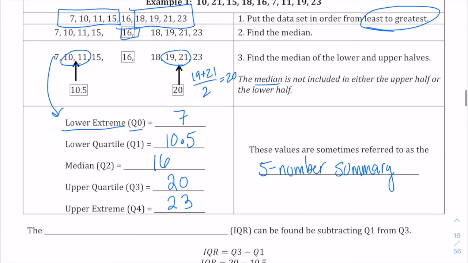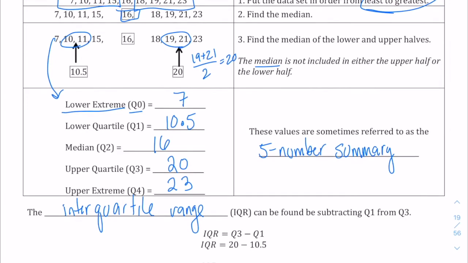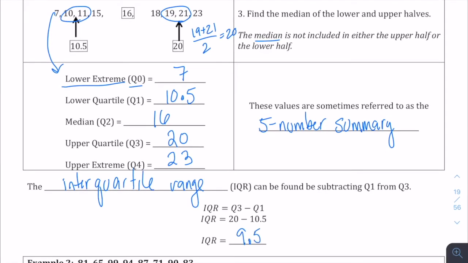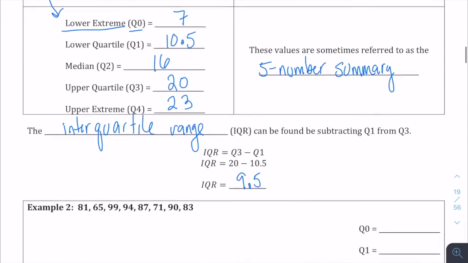Another thing that we can calculate after we have the 5-number summary is the interquartile range, or IQR. And the IQR can be found by subtracting Q1 from Q3. So we're taking the smaller away from the bigger. So in our case, 20 minus 10.5 is 9.5. If you remember from the beginning of the unit, we mentioned that IQR is a measure of variability. So this is showing how spread out the data is. If the IQR is small, the data is relatively close together. Larger IQRs, data is more far apart.